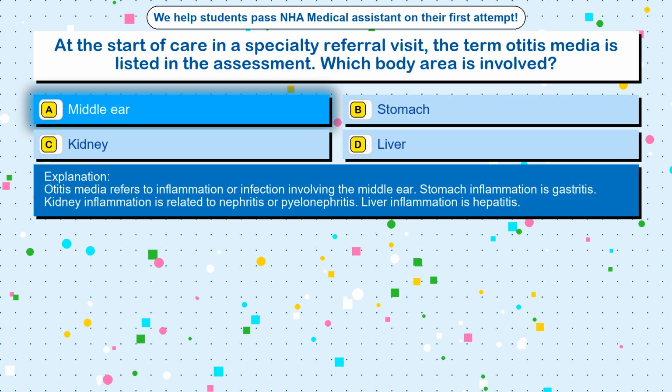Stomach inflammation is gastritis. Kidney inflammation is related to nephritis or pyelonephritis. Liver inflammation is hepatitis.